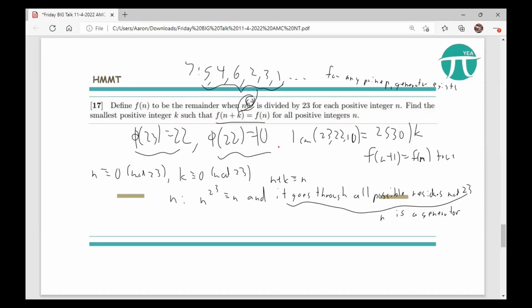And so basically, this just guarantees that n plus k to the power of n plus k is congruent to n to the n mod 22. So now the choice of n mod 23 doesn't matter, because the GCD of 22 and 23 is equal to 1. So 22 divides k as well. And here we already had that 23 divides k.